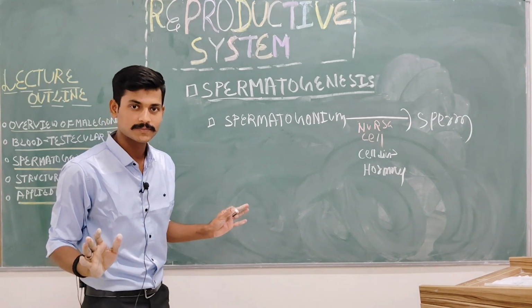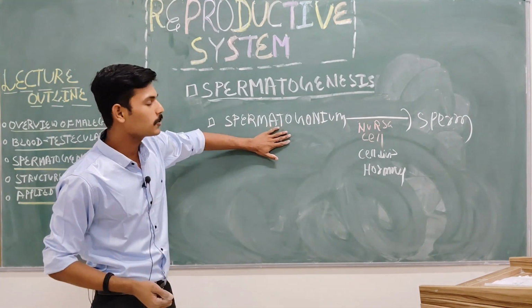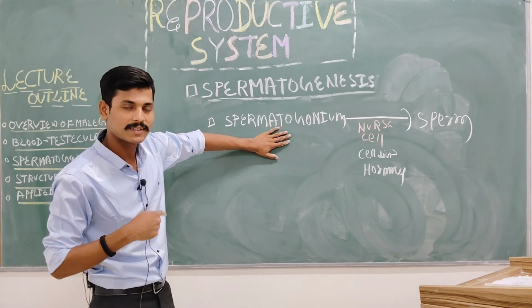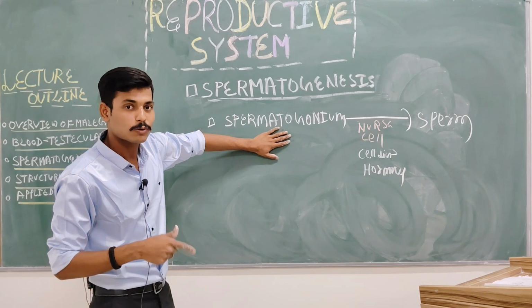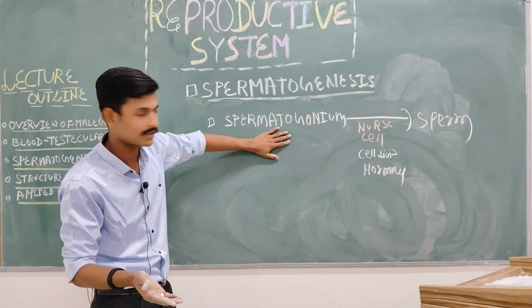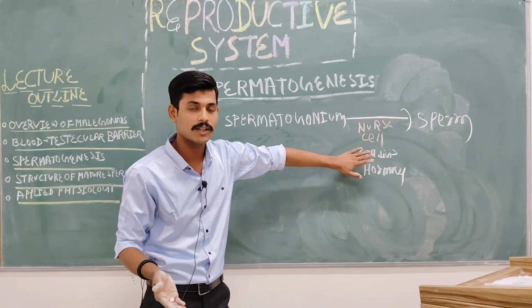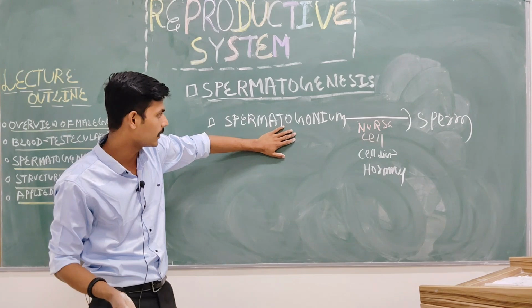Are you understanding, following? No? Once again. Spermatogonium, as we've seen, is present in the seminiferous tubules. There are also long columnar cells present, the Sertoli cells, which are nourishing the spermatogonium.